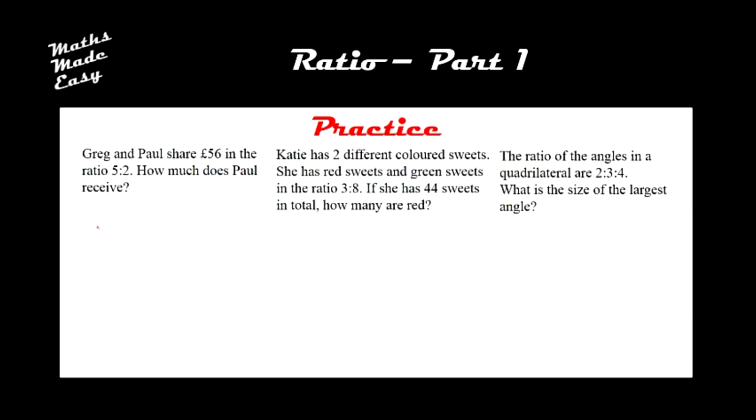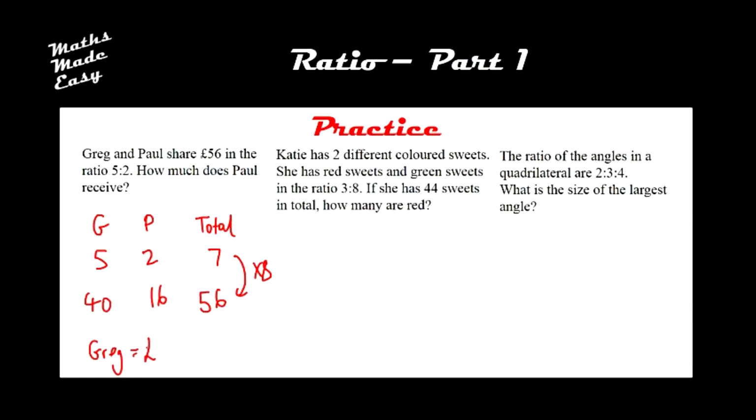Okay, here are the answers then. So we have Greg, Paul, and then total. And we have a ratio of 5, 2, and 7 parts in total. The £56 is the total money, so it goes underneath here. This time we're multiplying by 8, so 5 8s are 40, 2 8s are 16, in which case Greg receives £40 and Paul only receives £16.